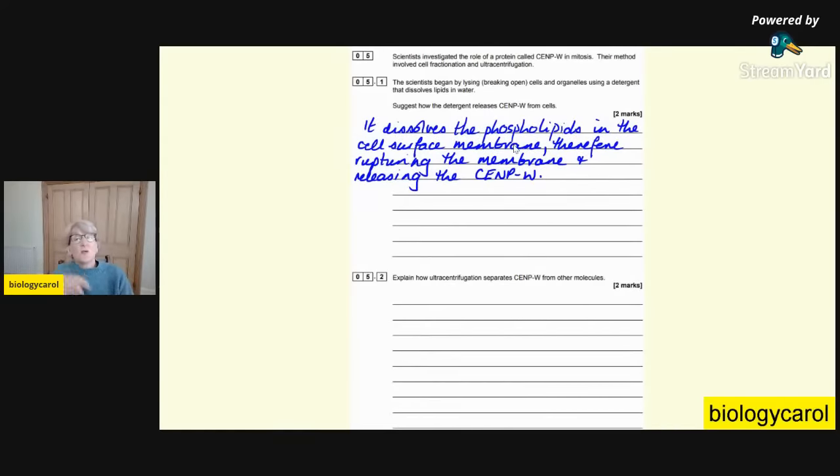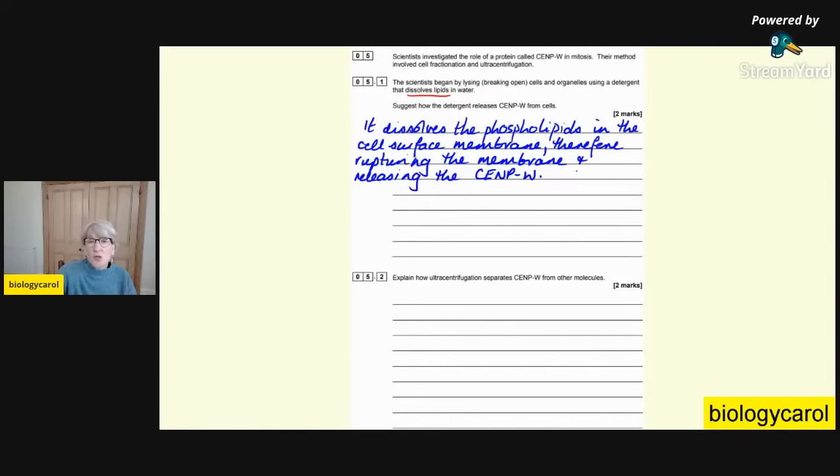And of course, they tell you that the detergent dissolves lipids. Well, the one lipid that we know about is phospholipids in the phospholipid bilayer in the cell surface membrane. Therefore, it would dissolve them and rupture the membrane, and it would release the CMPW.